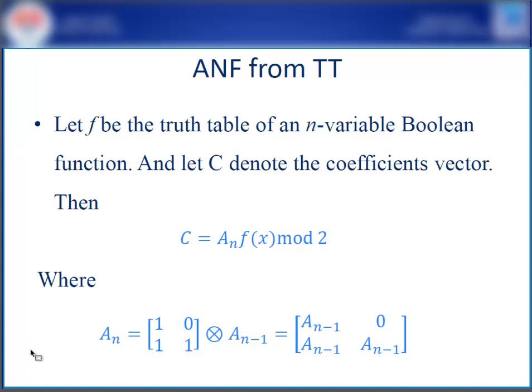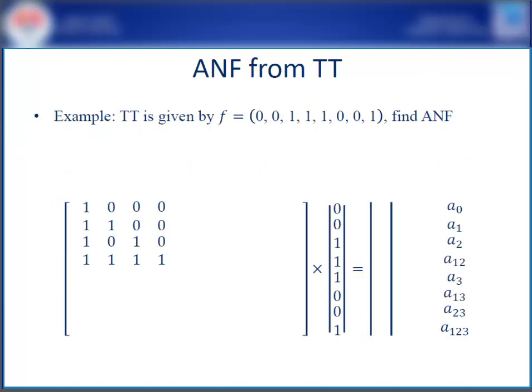The matrix AN can be calculated recursively by increasing its size. For example, at the first step, matrix A1 is equal to 1, 0, 1, 1. At each recursion, we increase the size of this matrix by rewriting the lower sized matrix to its first, third, and fourth quartiles and filling the second quartile by zeros. Let us show the calculation steps by an example.